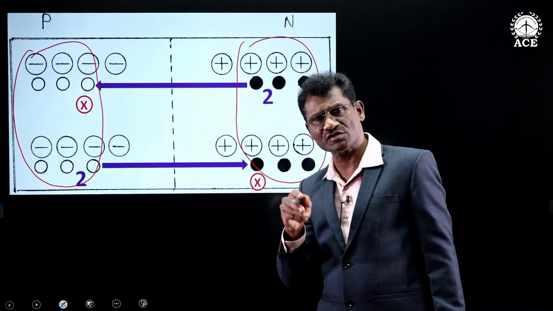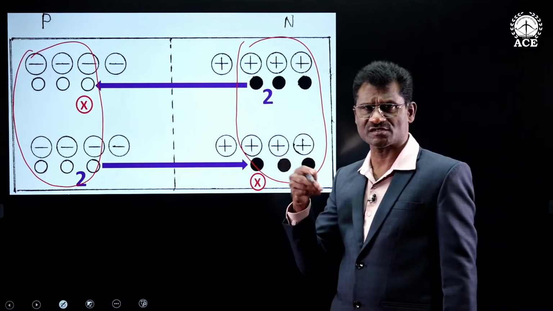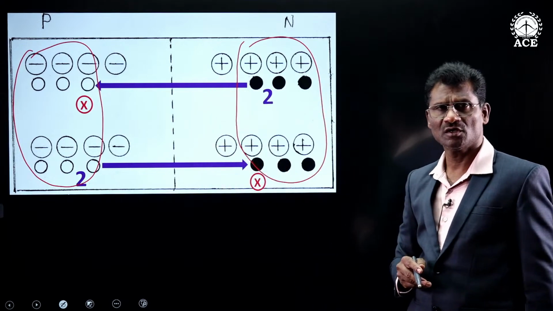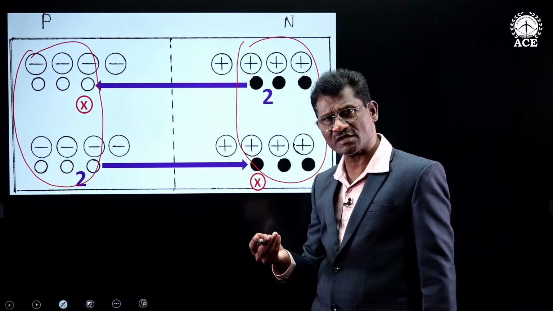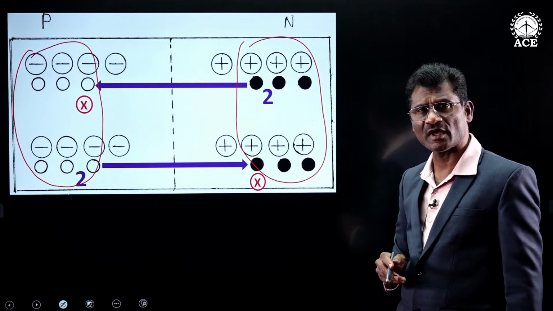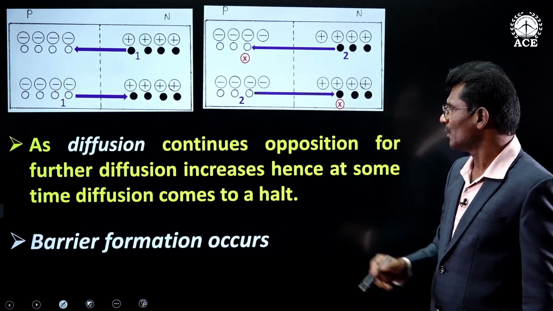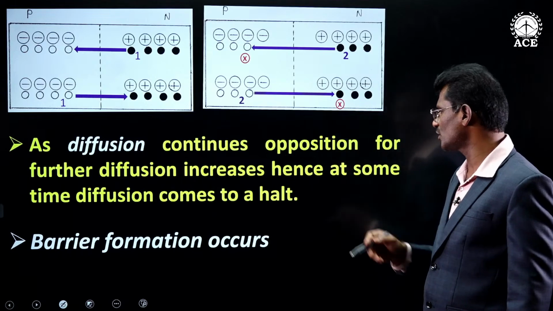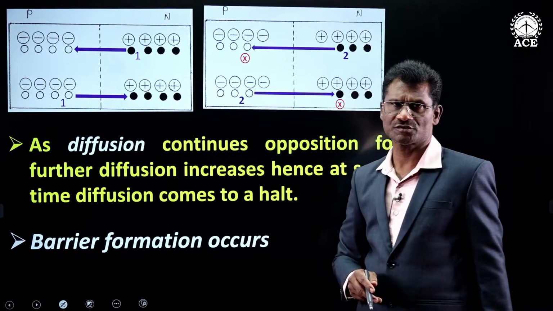So initially diffusion has started, hence electron hole pair recombination has occurred, hence positive and negative ions got created which oppose the second level of diffusion. So diffusion starts and then comes to a halt, though uniform carrier concentration is not achieved. As diffusion continues, opposition for further diffusion increases. Hence at some time diffusion comes to a halt.